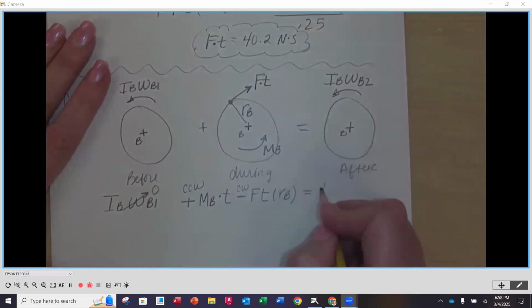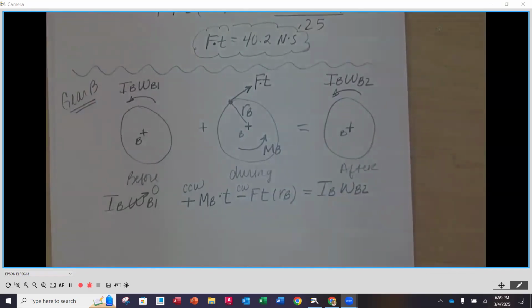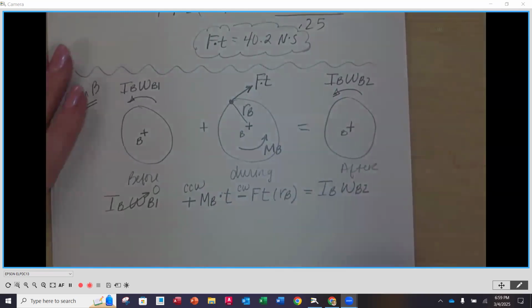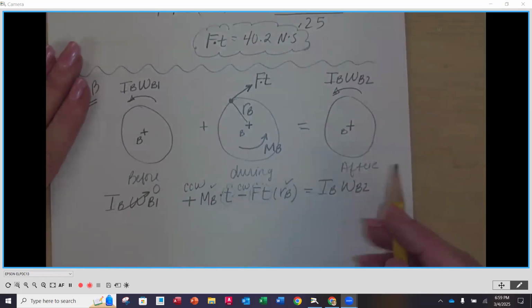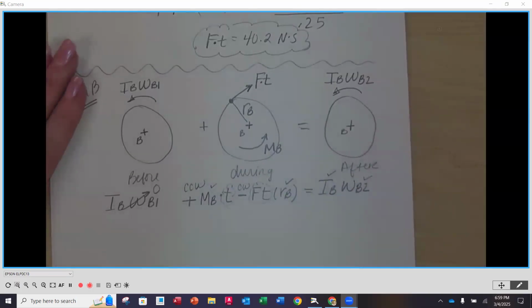It's going to be equal to the moment of inertia at B times WB2. As far as things that we know, we know the moment at B, we don't know the time. This is going to be an unknown. We don't know the force times time, so we're going to keep that by itself. We do know the radius at B, and we do know the moment of inertia at B, and we do know the WB2.